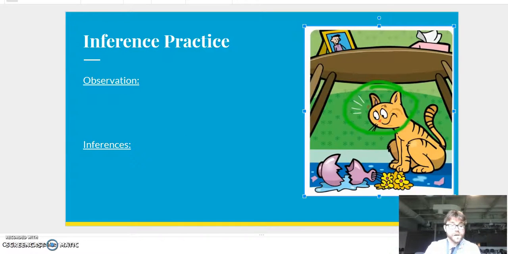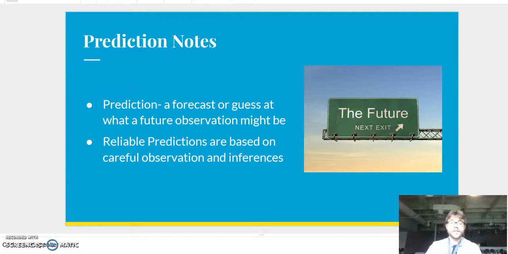Now, inferences are about right now, but we can make guesses about the future too, and when we make guesses about the future, that's called a prediction. A prediction is a guess or a forecast of what a future observation might be.